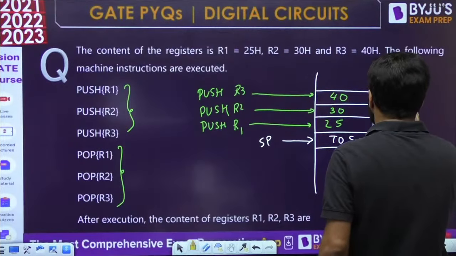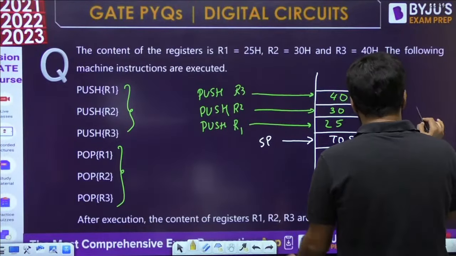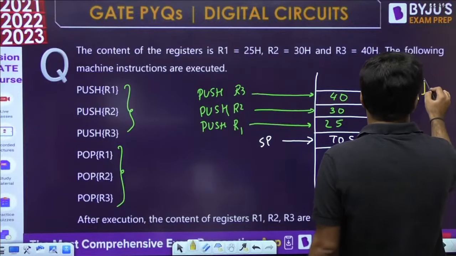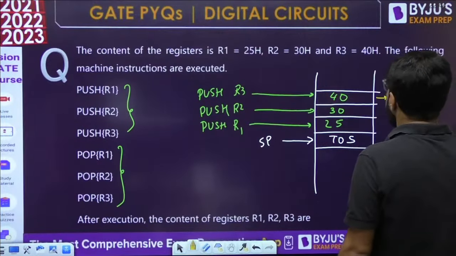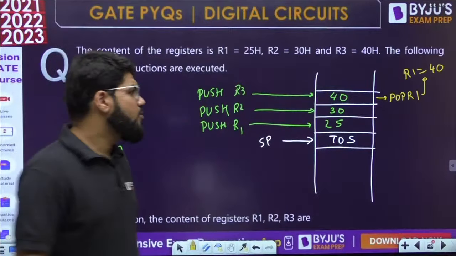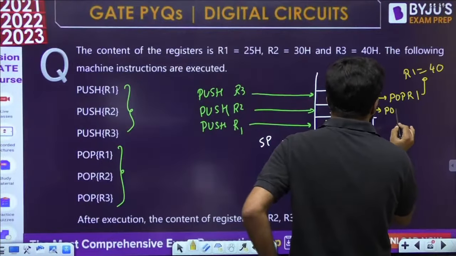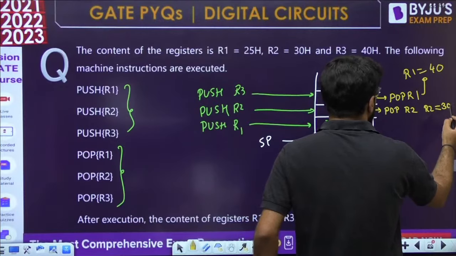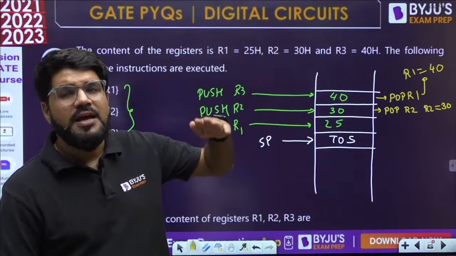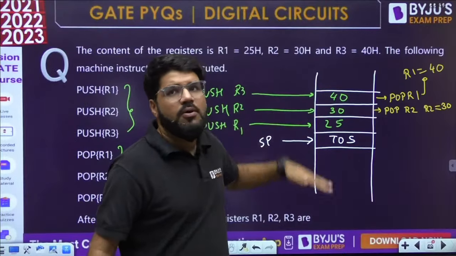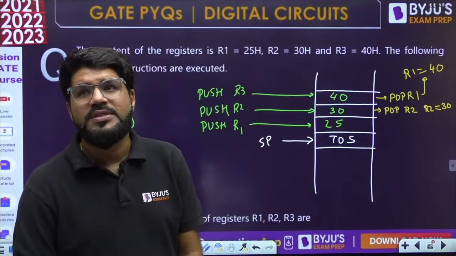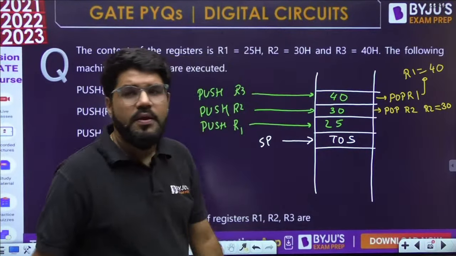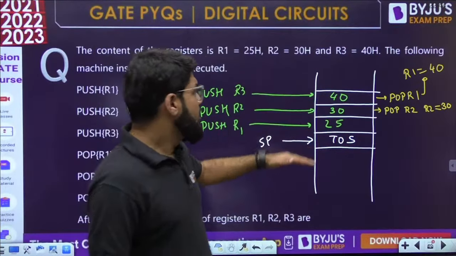So what is the first command? Pop R1. When I write pop R1, R1 will get the contents currently at the top of stack, which is 40. Next, the command pop R2. R2 will get the data now at the top of stack, that is 30, because after every pop operation the stack pointer comes down, that is, its value is incremented. Normally, we arrange the memory from 0 to the highest location downwards, or whatever arrangement you have. Now, what is this?